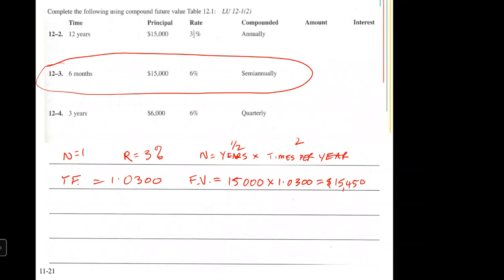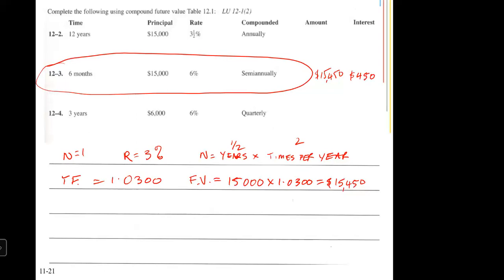So they want the compounded amount, which is 15,450, and then they also want the interest. How much is the interest? Not the simple interest now, just the interest on that investment. 450. Yes, 450.